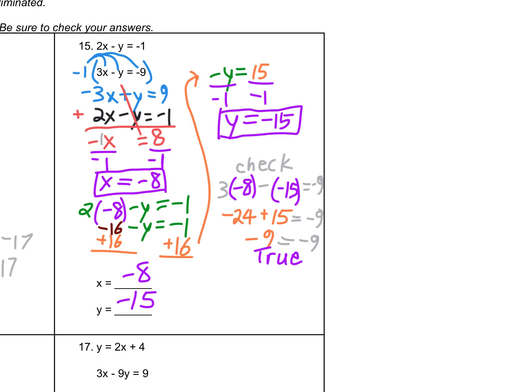I added 16 to the side, but again, I have that negative y, so I had to divide by -1 to get y equals -15. I checked, saw the left side does equal the right side, so x equals -8, y equals -15 is our answer for number 15. And we see the method that we used here was subtraction to get elimination.